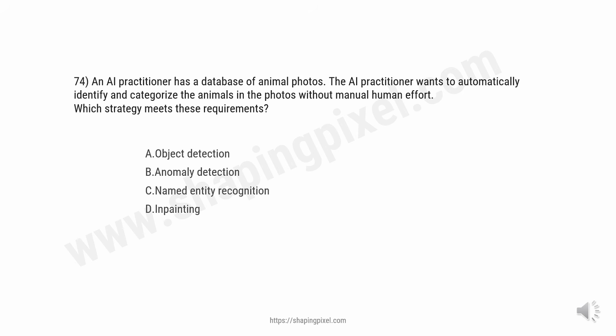Option A. Object detection. Option B. Anomaly detection. Option C. Named entity recognition. Option D. Inpainting. And the correct answer is option A, object detection.